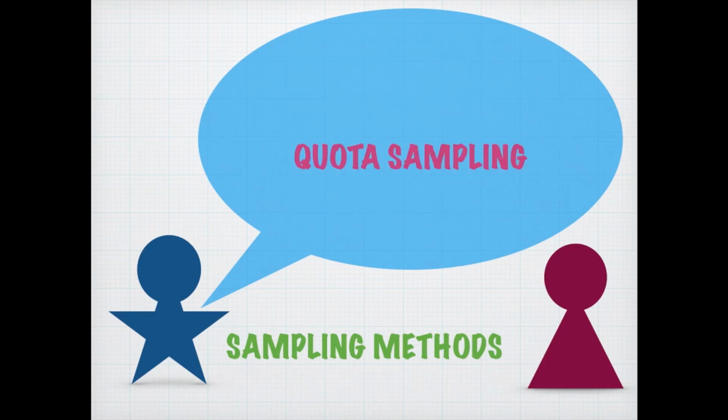Quota sampling. Conducting quota sampling, which is similar to stratified sampling, where you group people into non-overlapping groups. However, for quota sampling, the people picked for the interview are not random, and the number of people picked from each group may not be proportionate to the other categories in the population.